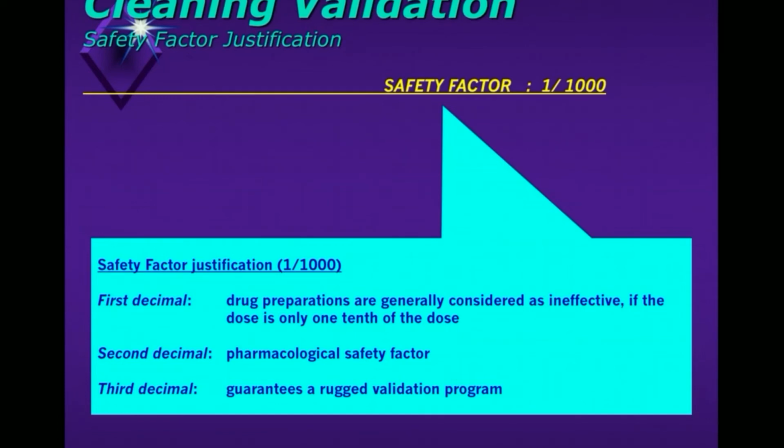This 1/1,000 proportion is a safety factor. Here is the justification of the safety factor. For the first decimal, drug preparations are generally considered as ineffective if the dose is only 1/10 of the dose. Second decimal, pharmacological safety factor. Third decimal guarantees a rugged validation program.